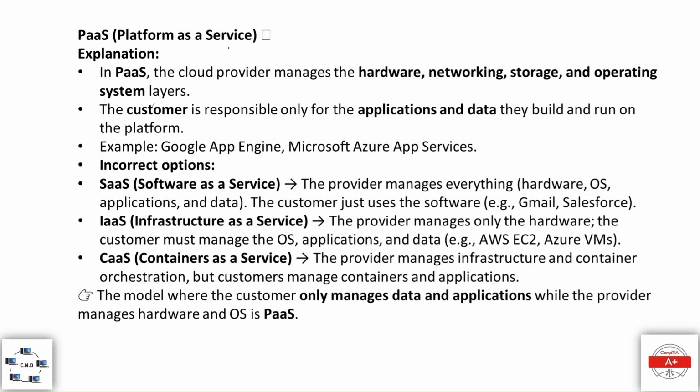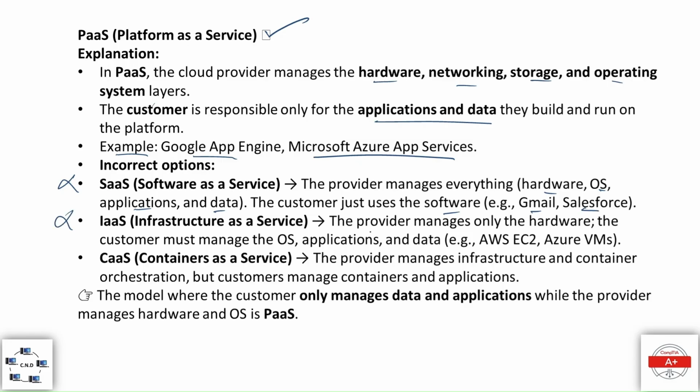So the explanation is platform as a service. In platform as a service, the cloud provider manages the hardware, networking, storage, and operating system layer, while the customer is responsible only for the application and data they build and run on the platform. For example, Google App Engine, Microsoft Azure App Services. So the incorrect options are SaaS, that is software as a service. The provider manages everything, that is hardware, OS, application, as well as data. The customer just uses the software such as Gmail and Salesforce.